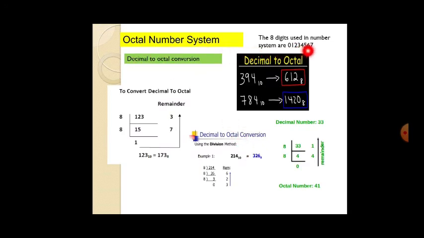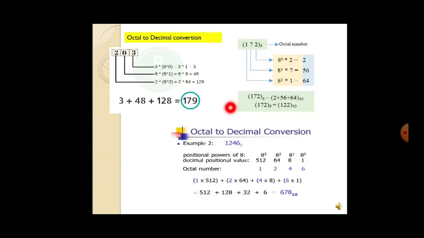The 8 digits used in the octal number system are 0 to 7. So decimal to octal. We want to see, if a decimal number is given, how to convert it to octal. So since it is octal, we are going to divide it by 8. So we get the answer 173.